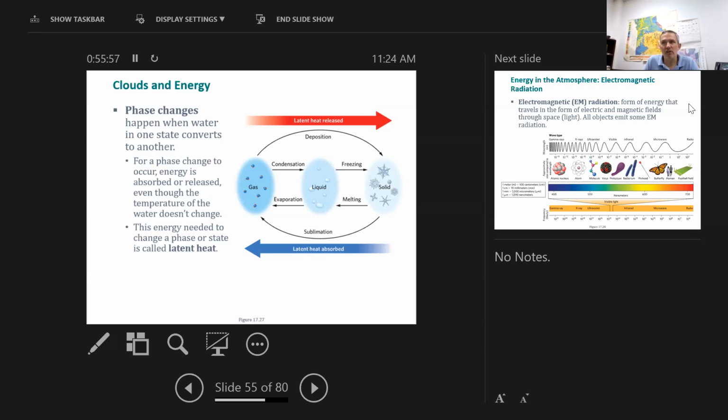These phases of energy are going to be really important when we start looking at mass balance of atmosphere energy.